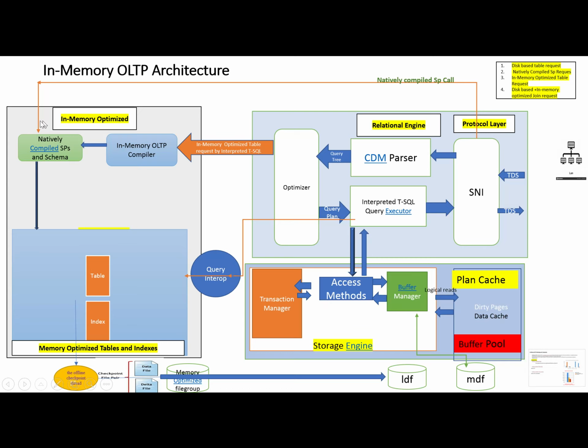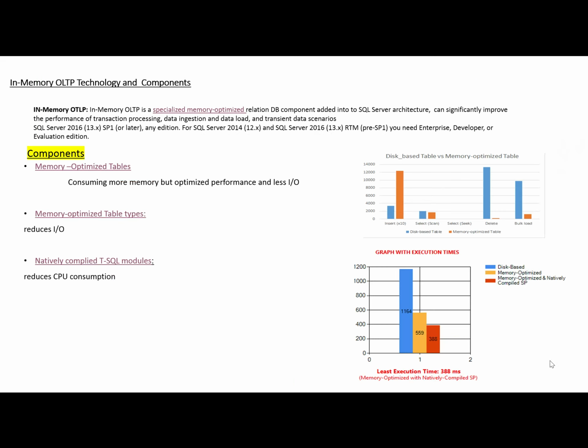But if it is a natively compiled stored procedure requested by the client, it will go through the protocol layers directly to this natively compiled stored procedure in the memory optimized module. So it will execute this natively compiled stored procedure directly. Very few instructions are involved, so fewer CPU cycles will be used and performance will be boosted. So these are the basic components of in-memory OLTP technology, which reduce input output and CPU consumption.